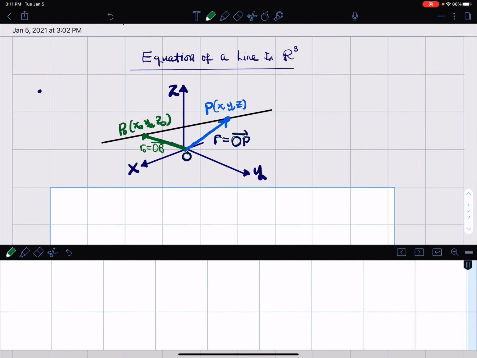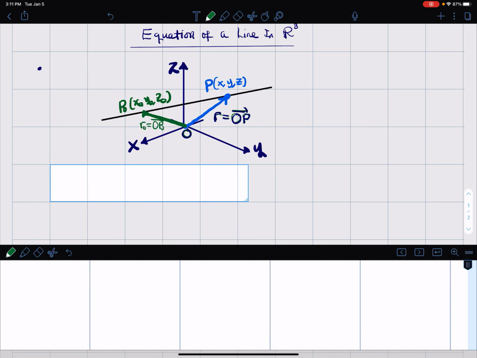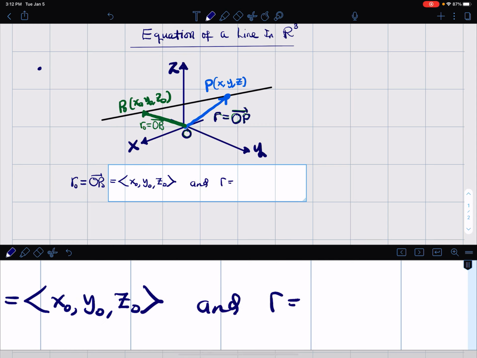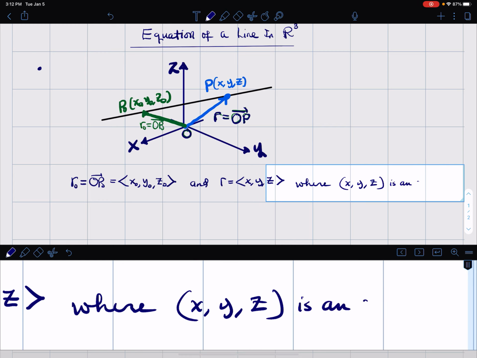Now, O is the origin, so the point there is 0, 0, 0, its coordinate. So we can see that r naught, which is OP naught, is just x naught, y naught, z naught, and r is just going to be x, y, z, where x, y, and z is an arbitrary point.